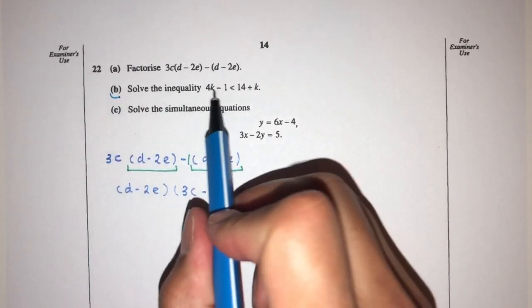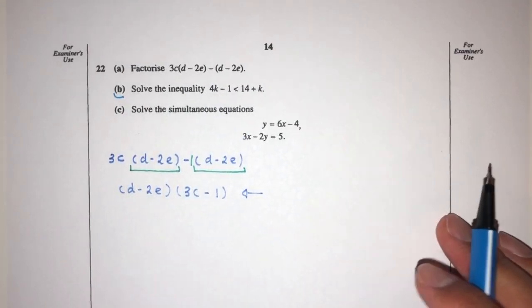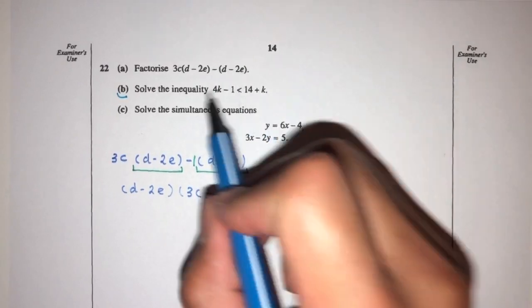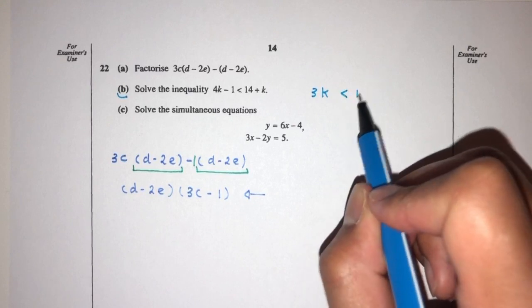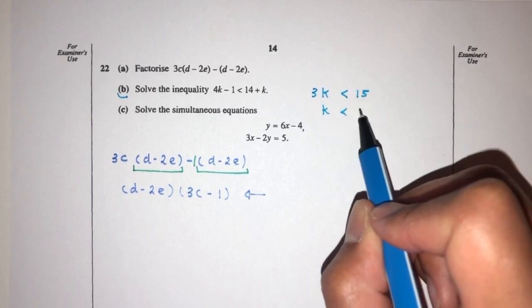Now for part B, solving this inequality, let's see what do we have. So let's send k out to one side. You will have 4k minus k, that will be 3k. That will be less than 15. So k has to be less than 5.